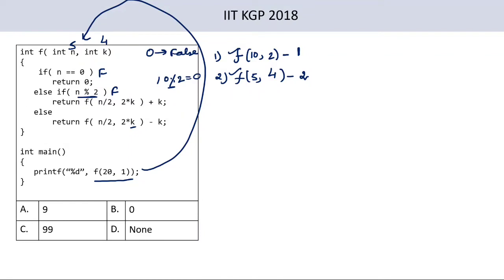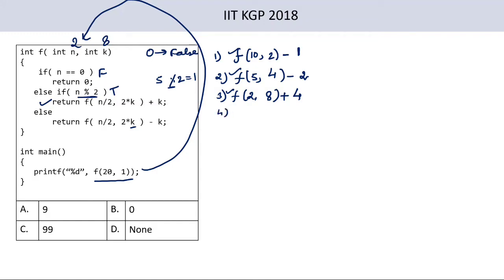Is n equal to 0? The condition is false because n is not 0. Now 5 modulo 2 will give you 1. Since it is 1, the condition becomes true, because anything other than 0 is always true. So I'll execute this statement. That is, I will call this function a third time. 5 by 2 is 2, because when you divide 5 with 2 you get quotient 2. 2 into k, what is the current value of k? 4. 2 into 4 becomes 8, plus k, the current value, 4. Now you call this function with value 2 and 8.